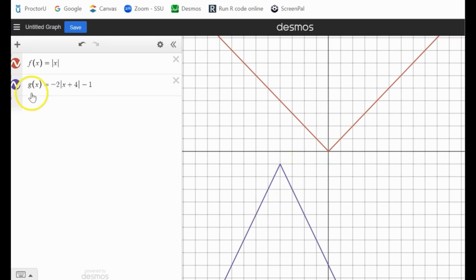The fact that it's upside down means that it's negative. It's a reflection. And the fact that it's narrower than the original absolute value function means that it's a vertical stretch, and that means that it's going to have a number in front of it like 2 or 3 or 4 or something like that. Okay? And so these are just some examples of how we can recognize transformations of an absolute value function.